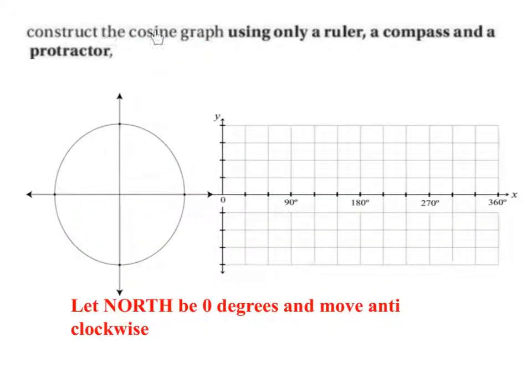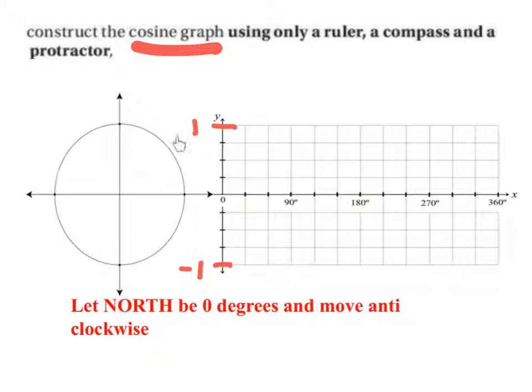So we're going to construct the cosine graph using only a ruler, compass and a protractor. So we start by drawing out our x-axis. We're going to go from 0 degrees up to 360 degrees, and we draw our y-axis, and we're going to go up as far as 1 and -1.